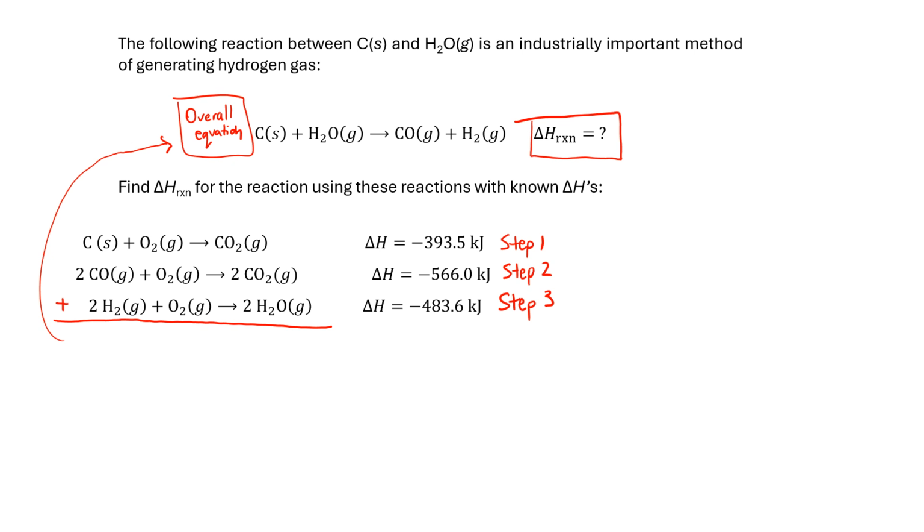Now, how do we do that? Let's walk through this. So notice the first one. Let's just focus on the first step. Notice in the first step, they have carbon solid as a reactant. And in your overall equation, you also have carbon solid as a reactant. So there's really no need to change this equation. We can keep this one the way that it is. We don't have to manipulate it at all. No change. I'm just going to write no change.